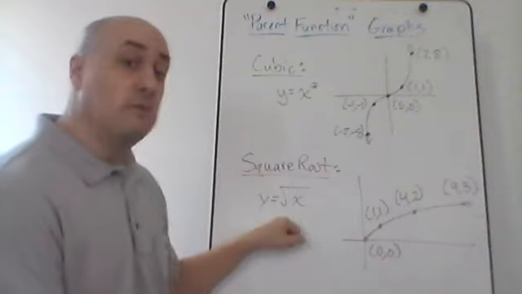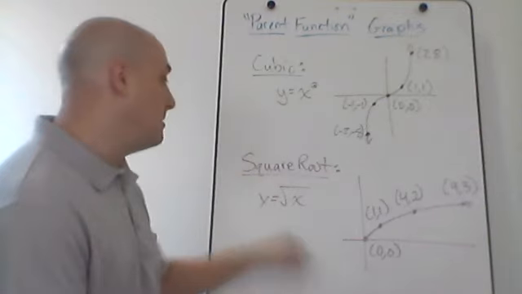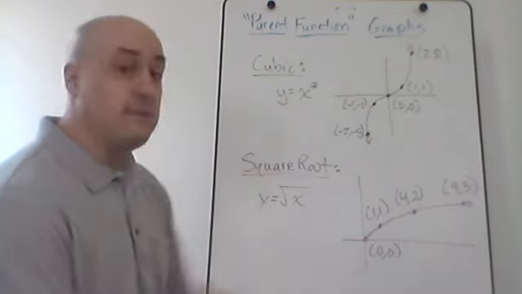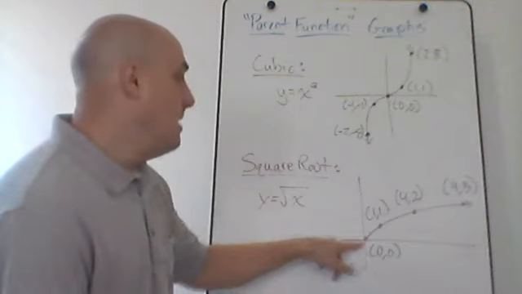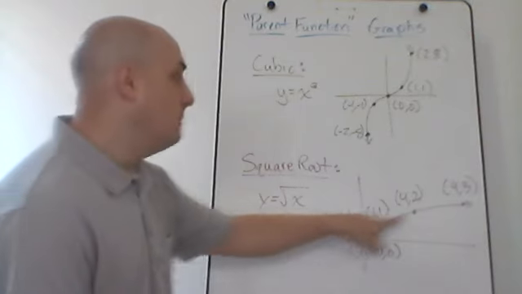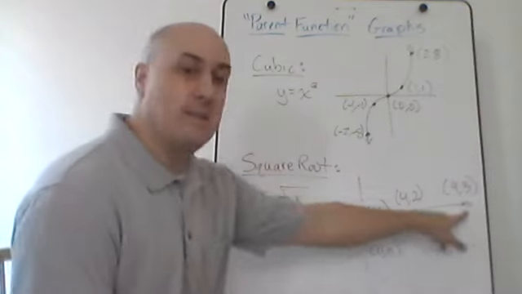The next one, the square root function, y equals the square root of x. That graph is only in the 1st quadrant. It starts at (0, 0), it starts at the origin, and then some other key points are (1, 1), (4, 2), (9, 3), right?